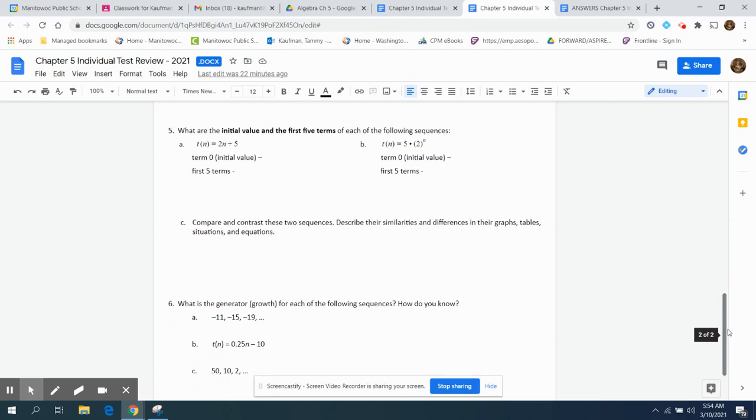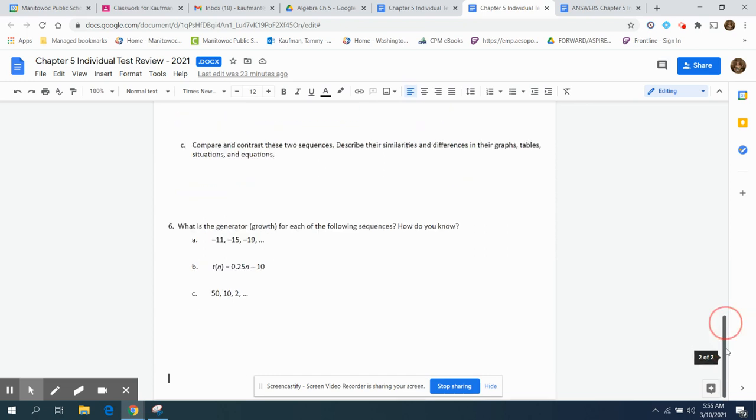And then for 5, this is really kind of the crux of what I really want you to know about sequences. I give you the 2 different types of sequences. Want you to find your initial term and the first 5 terms because I give you the equations, and I really want you to compare and contrast those 2 sequences. What's the same about them and what's different? Make sure that your answer is complete. I'd like to see a paragraph, talking about their graphs, tables, situations, equations. So just comparing those 2.